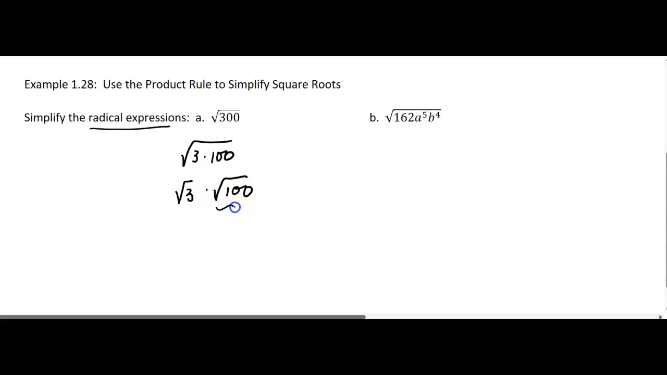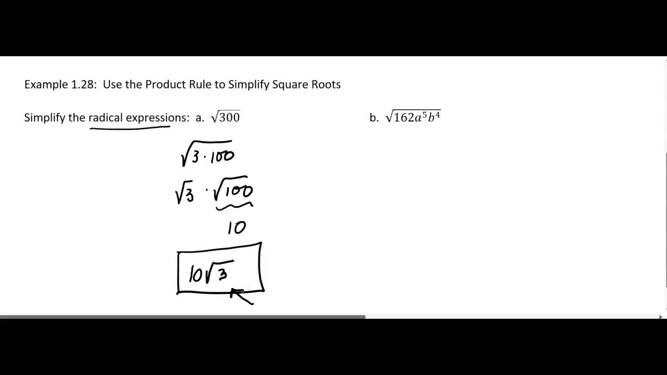But I know the square root of 100, that's 10. Now the only thing is, when we simplify radicals, we put the 10 in front of the radical part, or in front of the square root. So you'd write it as 10 times the square root of 3, and that would be considered simplified. How do you know it's simplified? Well, you can't break 3 down anymore, and there's no square root of 3.